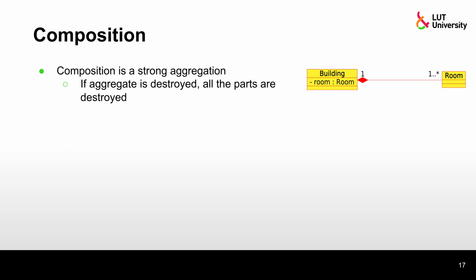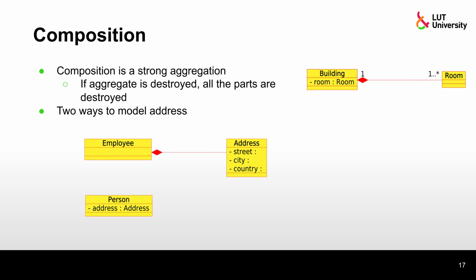If we have a car and it has an engine, we can take the engine out of the car and still the car exists and the engine exists. So this car and engine would use aggregate, not composition. But with building, the room exists only in the building, just like basically brains exist only inside a human. And there are two ways to model these kinds of things. We can draw the composition line, this filled diamond, or we can say that the person has this address. It's basically meaning the same, but if you are using UML, you will draw those lines.